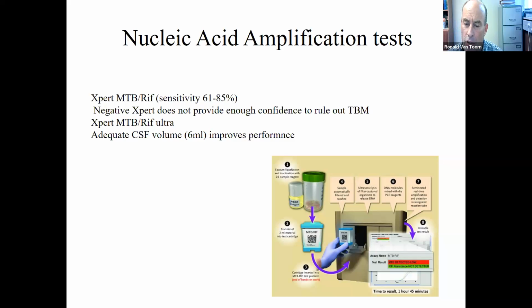So you cannot use it to exclude a diagnosis of TBM, and in many cases of TBM, GeneXpert is negative. If you want to increase your diagnostic yield, both culture and using GeneXpert, I think it's important that you send adequate sample volumes to the lab. And studies have shown that 6 mLs and higher, if permitted, is better than sending 1 or 2 mLs.